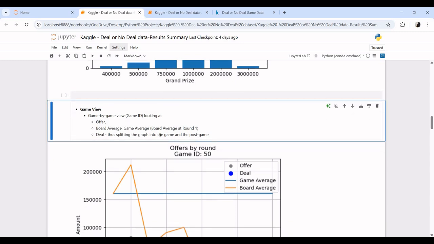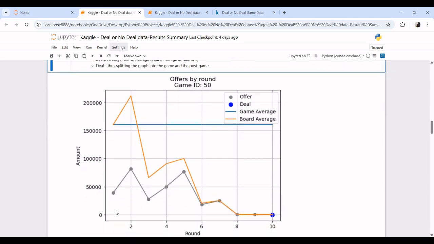Beginning with the analysis of the games, I had developed a game view to look at individual games via their game IDs, and I had landed on looking at a game by its rounds, round 1 to round 10, through the offers shown by the gray line, and the blue dot being the deal. Sometimes this blue dot would be, say, at round 6, meaning that we had an offer given at round 6 and it was accepted, and the rest of the rounds were post-game.